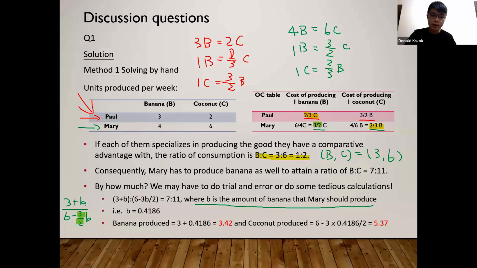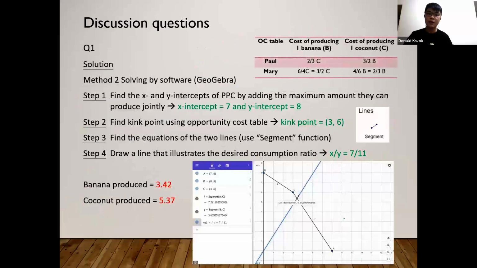Okay, so here the ratio should be equal to 7/11 to attain the desired ratio. And here there's only one unknown, B, then we are able to solve it out, which is 0.42. And finally, the banana production will be 3 plus B, and the coconut production will be 6 minus 3/2 times B, and we will have the result. And I hope you actually realize that this method is quite tedious. And this is why I would like to introduce the second method using the mathematical software GeoGebra to help us complete the problem more handily.